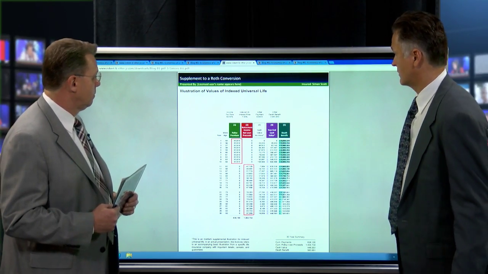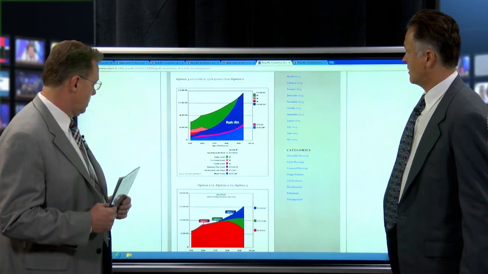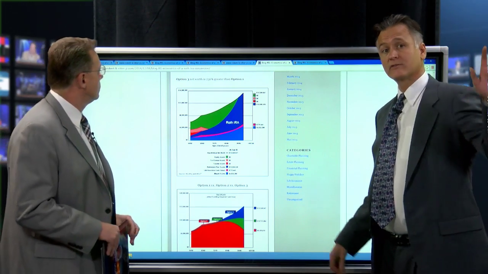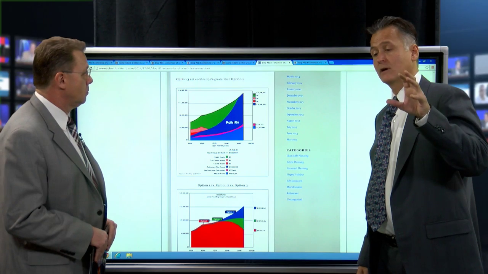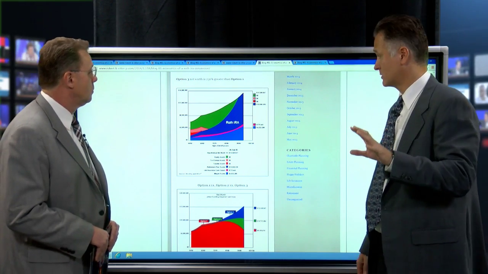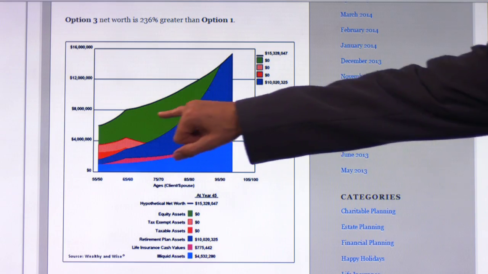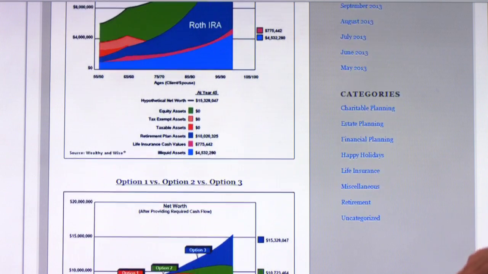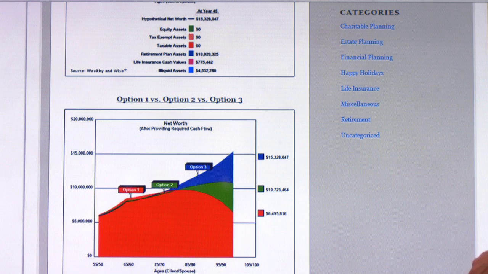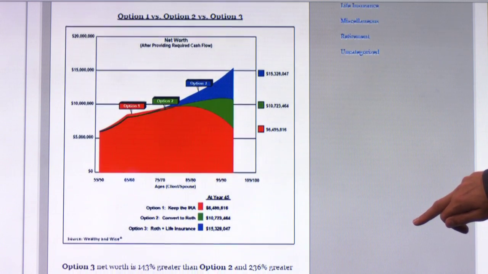So we can go to the next one. Okay, so here's option 3, which is the Roth conversion and the purchase of the life insurance policy we just reviewed. So here you can see that the net worth grows to $15 million because of the efficiency of the tax accumulation and tax-free distributions. And then here you have a comparison.